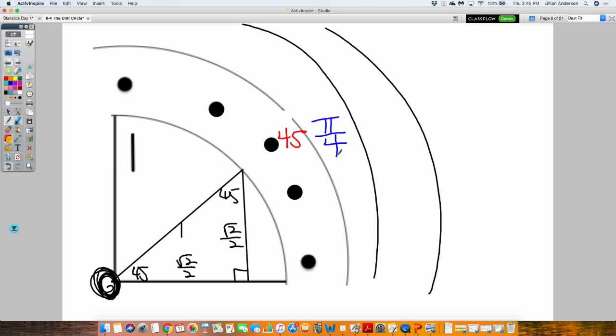And now I'm going to ask you for the ordered pairs. Remember, cosine is x over r. Sine is y over r. Cosine is the x coordinate. Sine is the y coordinate. What's going to be the cosine of 45 degrees? Square root of 2 over 2. What's the sine of 45 degrees? And there's your ordered pair.